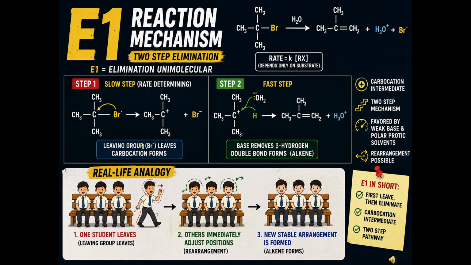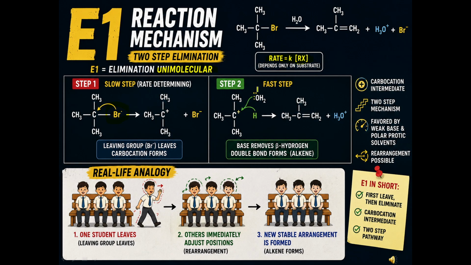Let us see E1 reaction and mechanism. E1 reaction stands for unimolecular elimination reaction. In this reaction, a molecule loses a leaving group and a hydrogen atom from beta carbon to form an alkene. The reaction is called unimolecular because the rate of reaction depends only on one molecule, that is, substrate. The rate law is rate equals k into substrate.